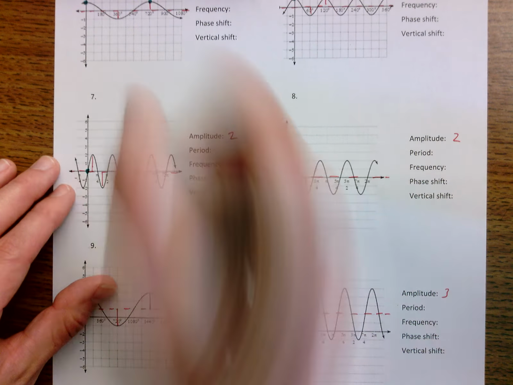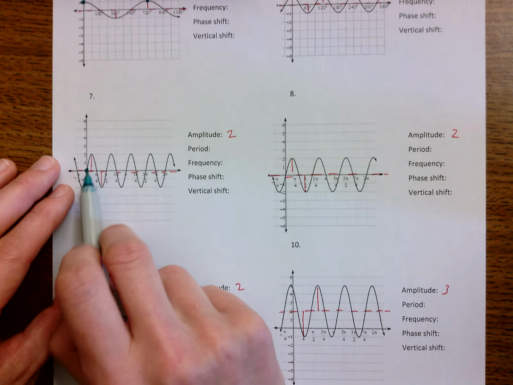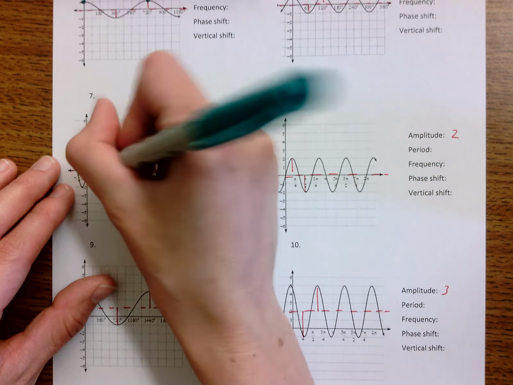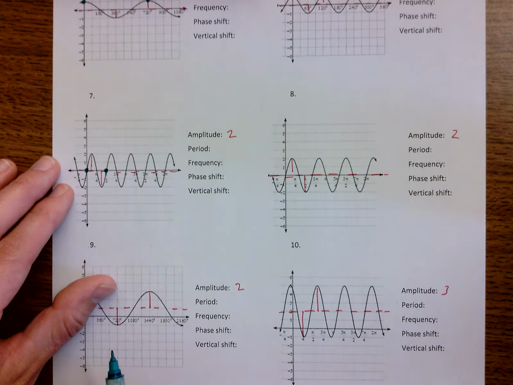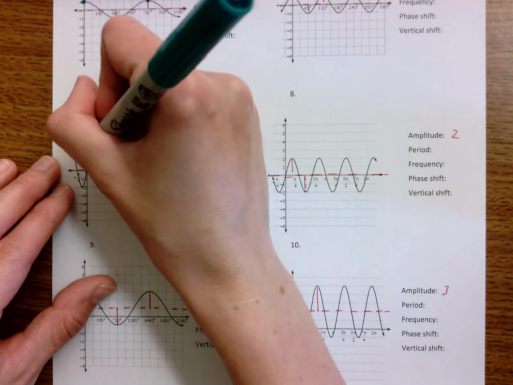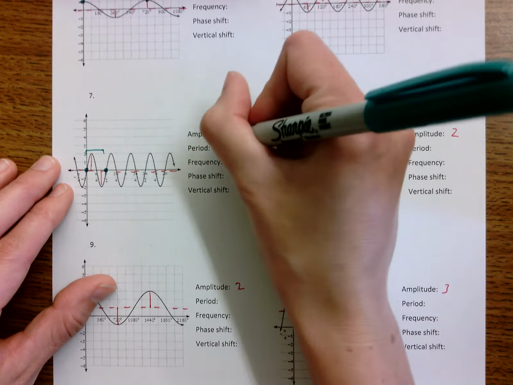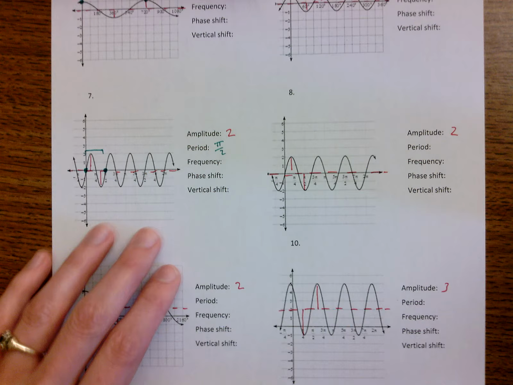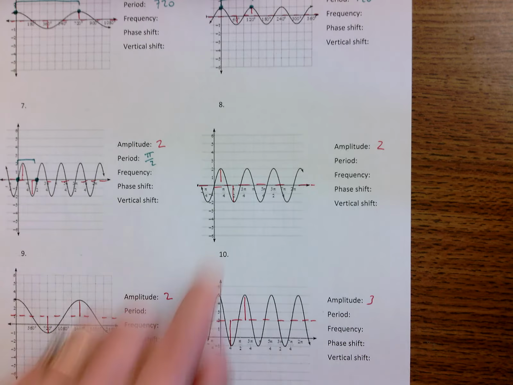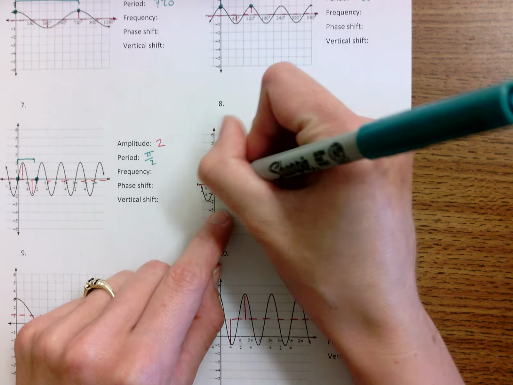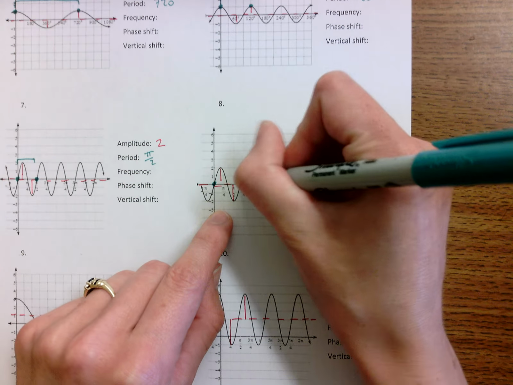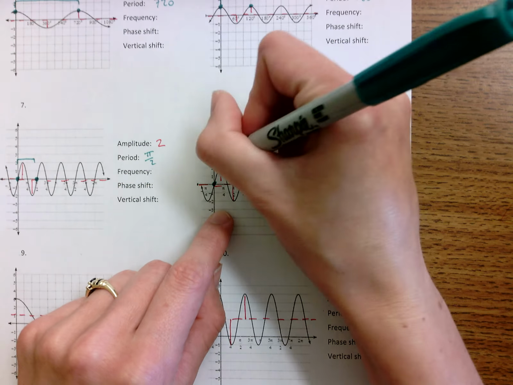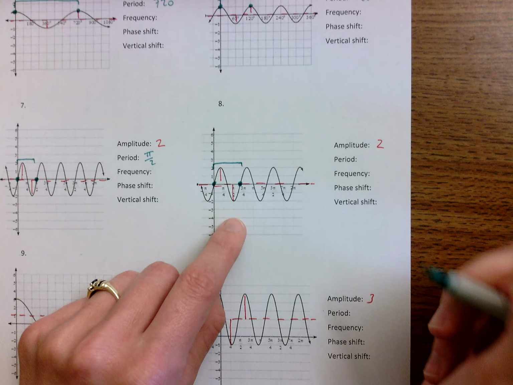Here's a spot where I'm on the midline going up. Here's another spot on the midline going up. The distance between those two is pi over 2. So there's my period. For this one, here on the midline going up, here's another spot on the midline going up, so the distance between those two.